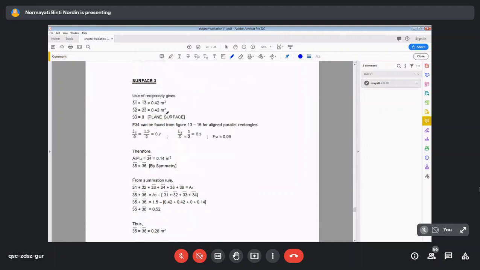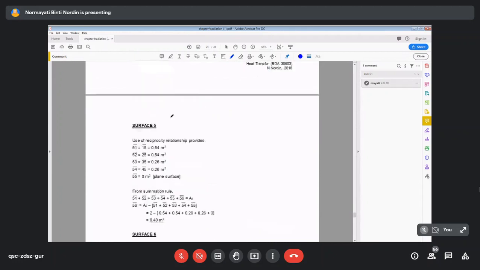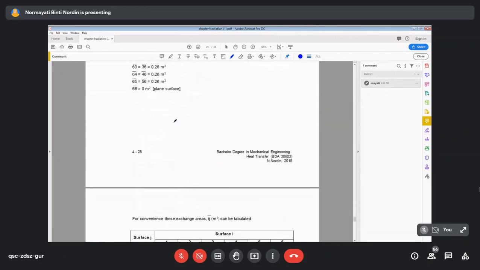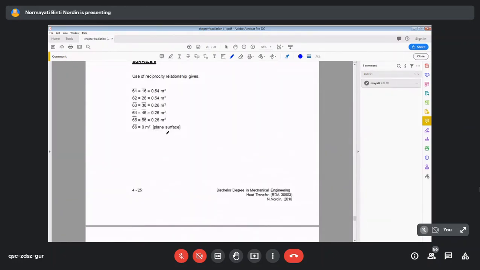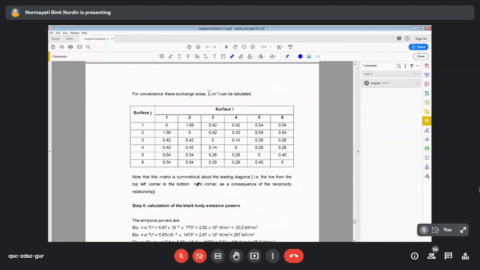di-apply. Okay, so jadinya sekarang ni you selesaikan ke semua surface. Ada 6 surfaces, selesaikan semua set of exchange area. So kemudian you tabulate dalam table sebegini. So if the exchange areas and the view factors that you have calculated right, so you will end up with a diagonal matrix as this.